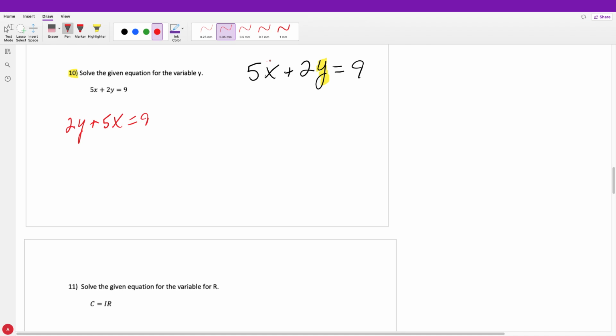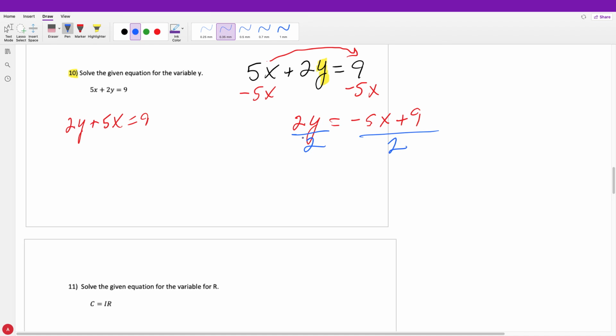And you can clearly see it's being added there. So if I want to move the 5x, the whole 5x to the other side, I would need to subtract the 5x from both sides. And then I'm left with 2y is equal to negative 5x plus 9. And then from here, we say, okay, we need to isolate that y. So I need to divide it by 2. And everything on the other side needs to be divided by 2 as well.